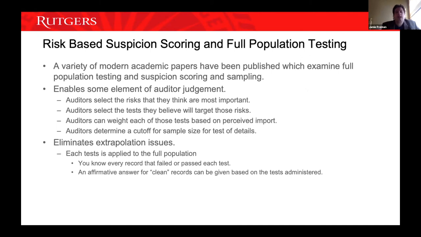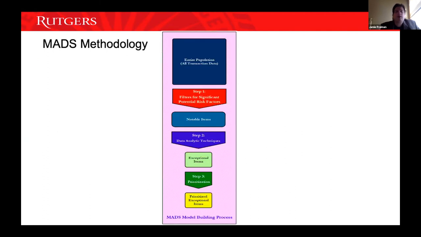So this is the slide just explaining suspicion scoring and full population testing. MADS isn't the only approach. The idea with these approaches is that basically you develop some type of system of scoring all the records, and then you are going to select those records that you believe to be the highest risk. So it's sort of a hybrid approach. All right. Now the MADS methodology operates as follows on here.